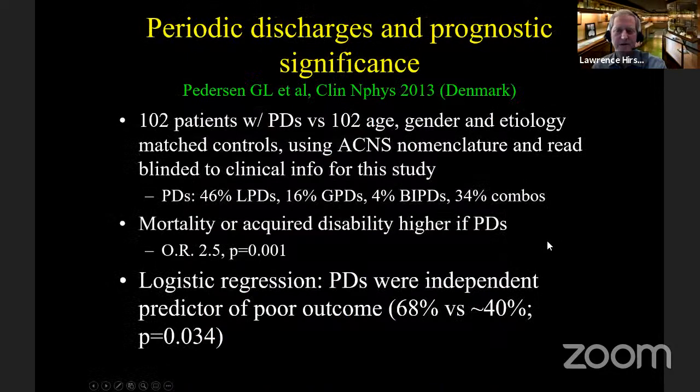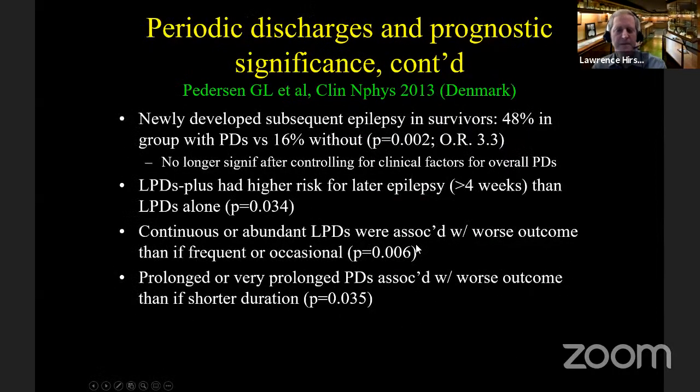And then, does it matter as far as prognostic significance? So this one, periodic discharges were associated with poor outcome. That's not surprising, but the interesting thing in this study, this is from Denmark a while ago now, they looked at some of the modifiers, and they found that LPDs plus was associated with a higher risk for later epilepsy than LPDs alone, and it was significant. And a pattern being continuous or abundant was associated with worse outcome than if it was frequent or occasional, and the duration also mattered. So the plus with the prevalence and the duration all seem to be associated with prognosis.